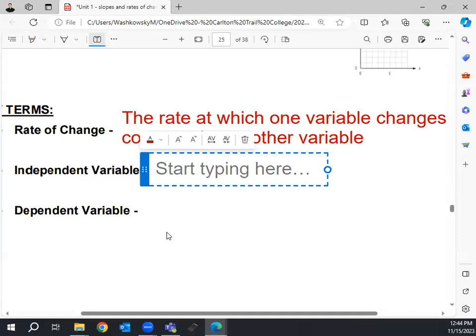Now, I'm going to give you the definitions for independent and dependent, but then I'll give you an example that should hopefully make some more sense of it. It's going to be important. We're going to need to know what this is because you are eventually going to be making graphs, and one of these is the x-axis, one of these is the y-axis.